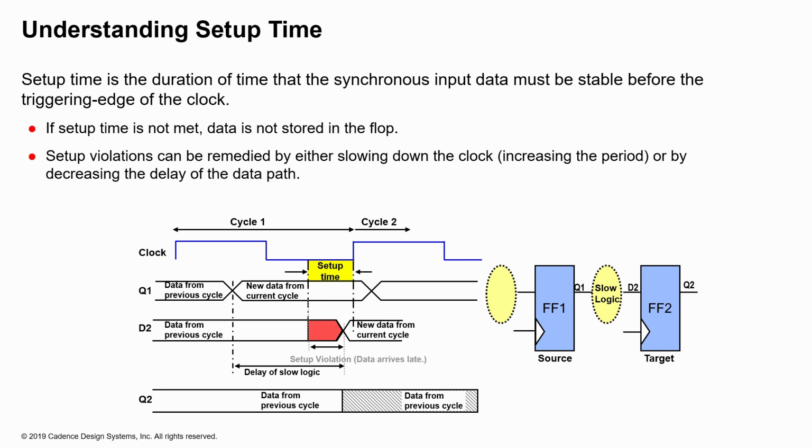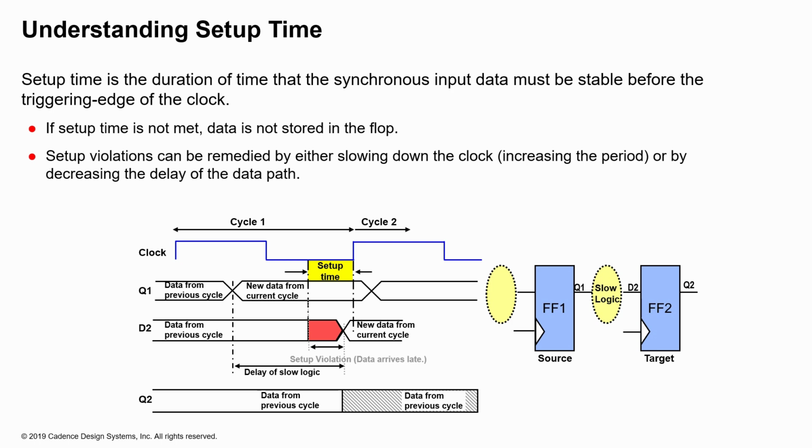In order for the data to be safely stored inside a flop, the data must be stable to trigger the saving of the data into the flop. So if the data is not stable and is changing during that particular setup time, the data is not stored in the flop. Setup time can be defined as the duration of time that the input data must be stable before the triggering edge of the clock.